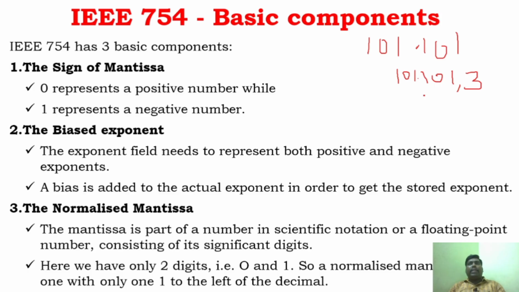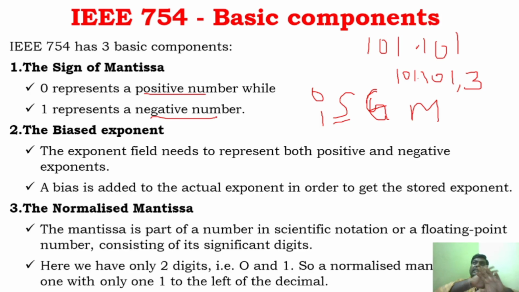And right now you know what floating point representation is: sign bit, exponent, and mantissa. The sign bit represents whether that particular number is positive or negative, so it will be either 0 or 1. 0 means it is a positive number and 1 means it is a negative number. And in the exponent field, as I said, we have used biasing. Why have we used biasing? Because we have to represent a range of values from negative to positive, so the exponent field can represent both positive and negative values.